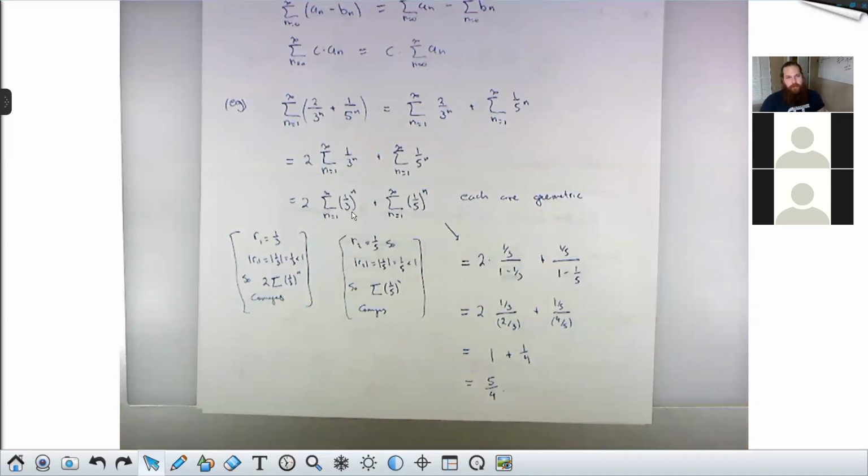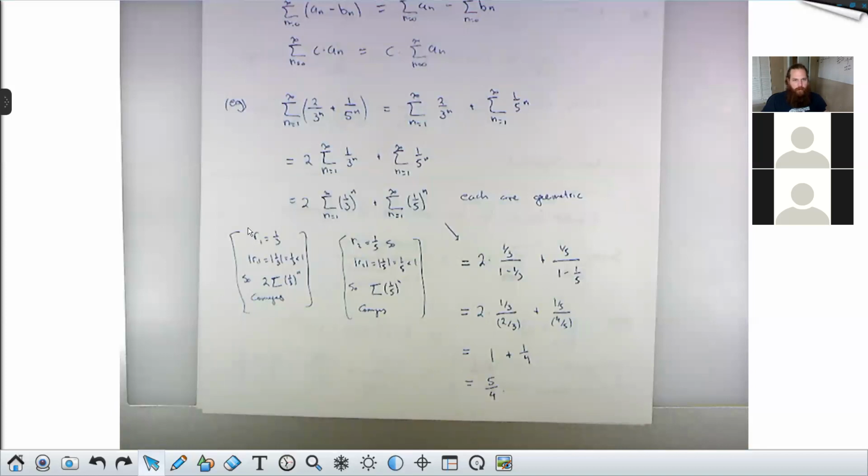All right, so you can split series up. You can split them up over addition, and then the constant multiple here, that 2, can pop out, just like it would for an integral. And then I recognize that each of the things that's left is a geometric series.